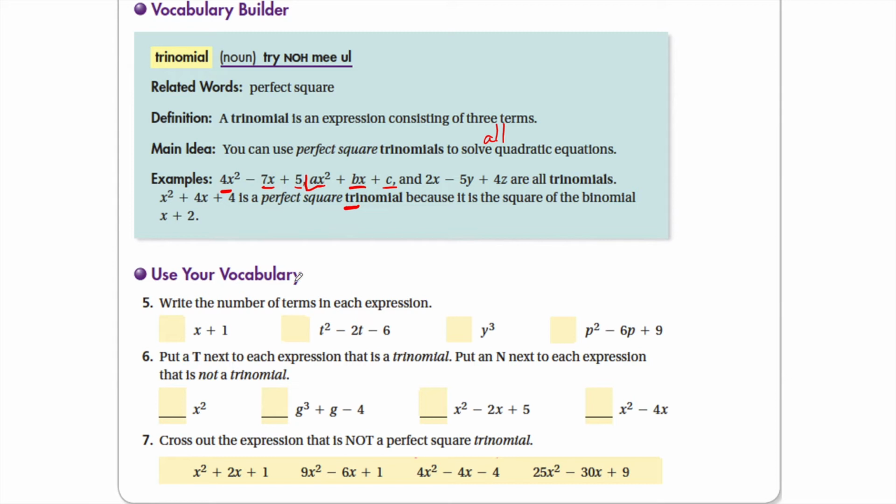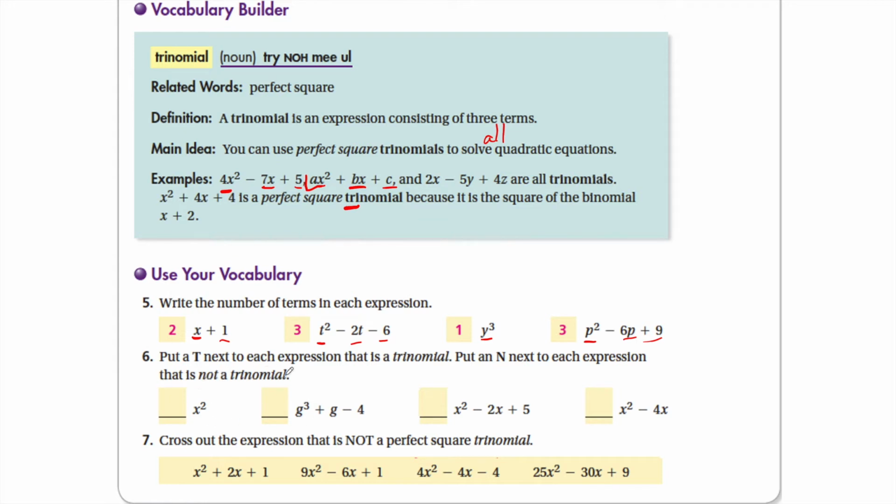Write the number of terms in each expression. In this case, I have 1, 2, so it's a binomial or 2 terms. We have 1, 2, 3, making this a trinomial. We have 1 right here, making it a monomial. And we have 3 right here, 1, 2, 3, making it a trinomial once more.